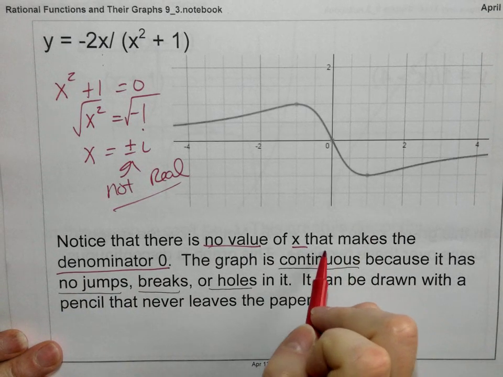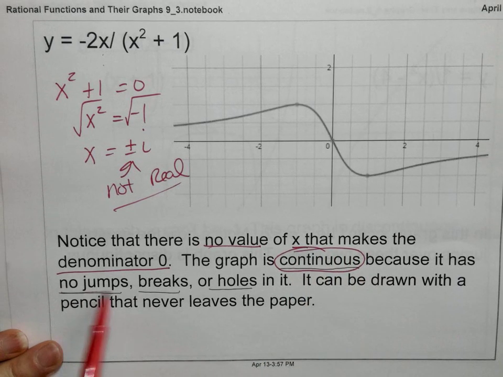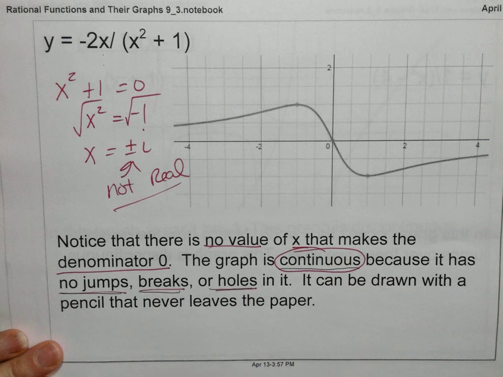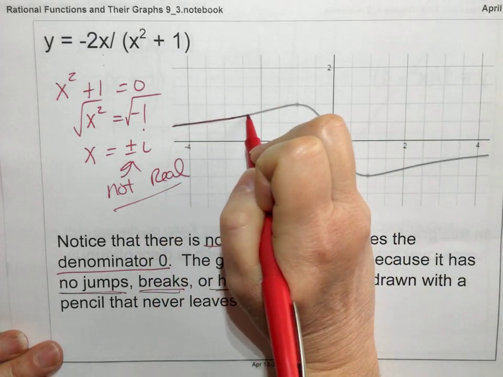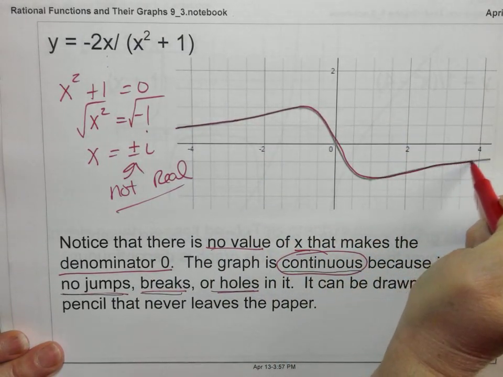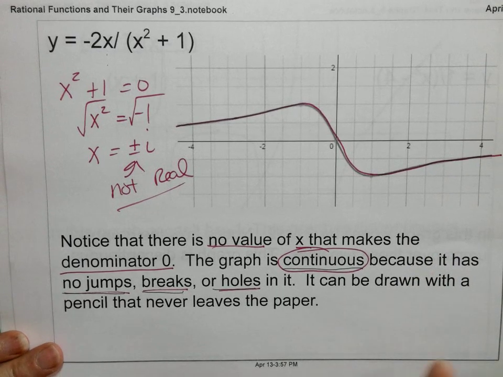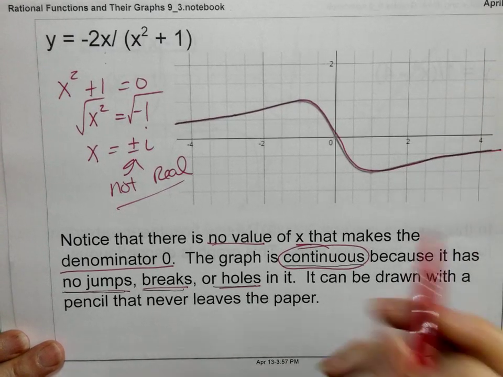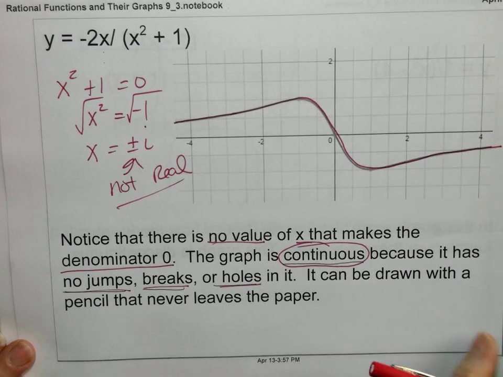We call this a continuous function because it doesn't jump, break, or have holes in it. So it says it can be drawn with a pencil that never leaves the paper. So let's do that. I can trace this function. Oops, sorry, I lifted my pencil because I needed to see where I was going. And I didn't have to lift my pencil to draw the function. So far, so good. Continuous means just that. I can draw it without lifting my pencil.